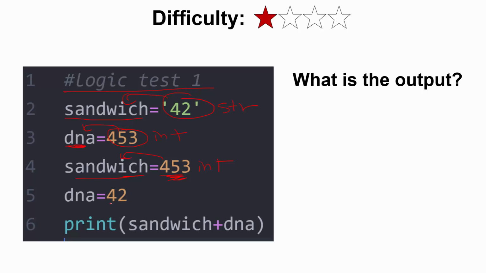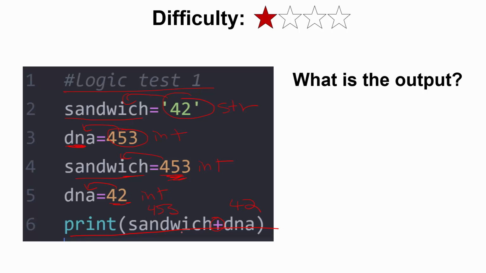And next, I'm putting this integer 42 into DNA. And remember, before I had 453 in DNA. Now I'm overriding that and putting 42 into DNA. Finally, I'm printing sandwich plus DNA. Sandwich has 453, which is the integer. Here we have the addition operator. And then finally, we have DNA, and DNA has the integer 42.